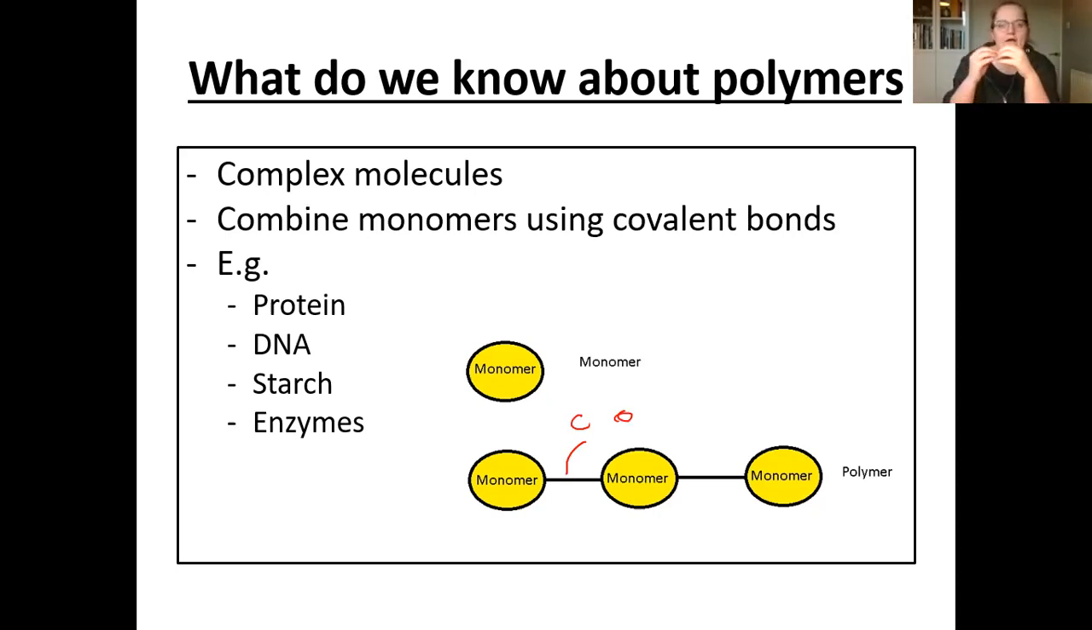Now we'll look at how that covalent bond is formed in a second, but that's just the same as when we think back to GCSE chemistry. Covalent bonds are that sharing of electrons. We're going to have some sharing going on.